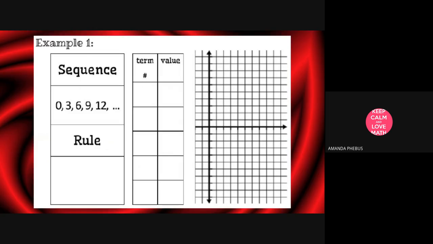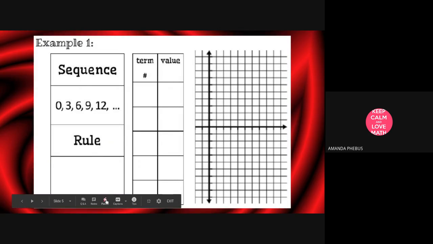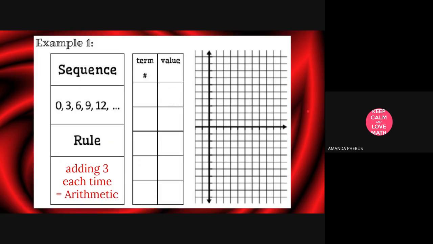So here we have a sequence 0, 3, 6, 9, 12. And with this sequence, we can see that we are adding 3 each time. So we're going to write that in our rule box, that we are adding 3 each time, and that makes this arithmetic.